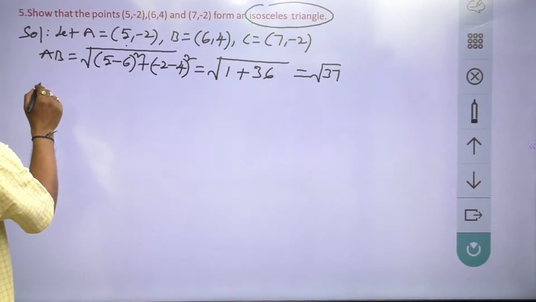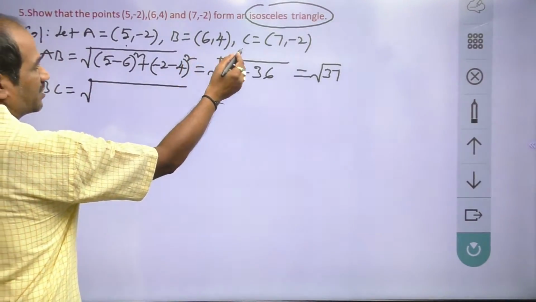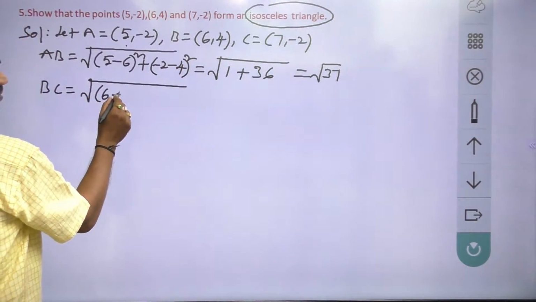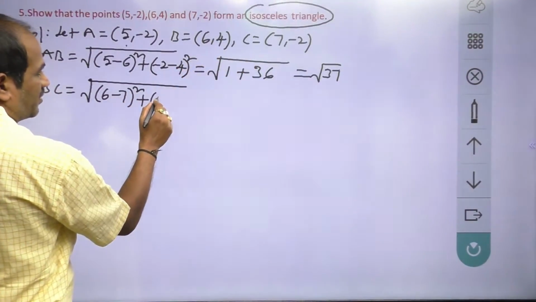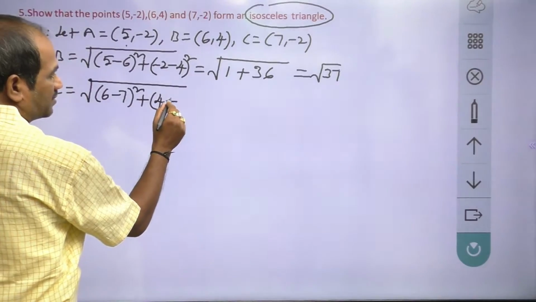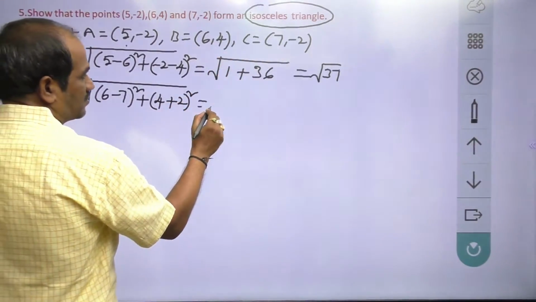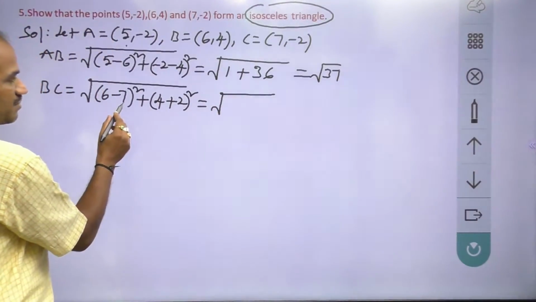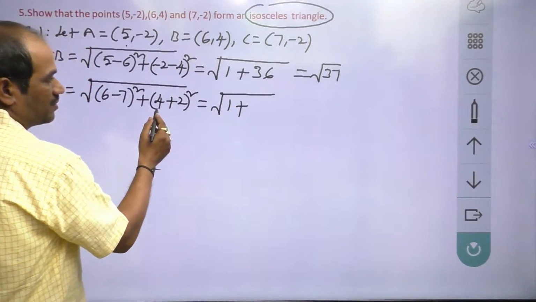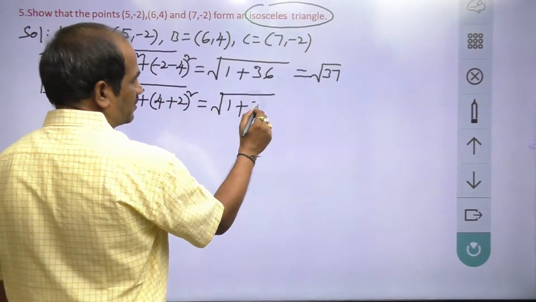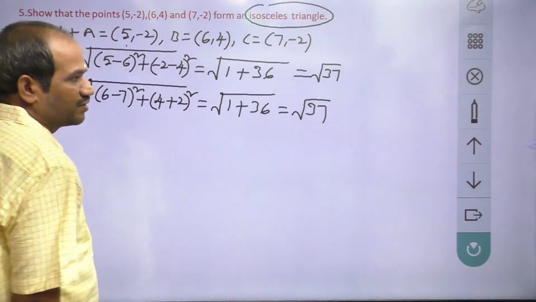Next we calculate BC. BC is equal to square root of (x1 minus x2) whole square, x1 value 6 minus 7 whole square, plus (y1 minus y2), y1 value 4 minus minus 2, plus 2 whole square. So that is equal to square root of, in this value 6 minus 7, that is minus 1, minus 1 whole square is 1, plus 4 plus 2, 6, 6 square value is 36. So that is equal to square root of 37.